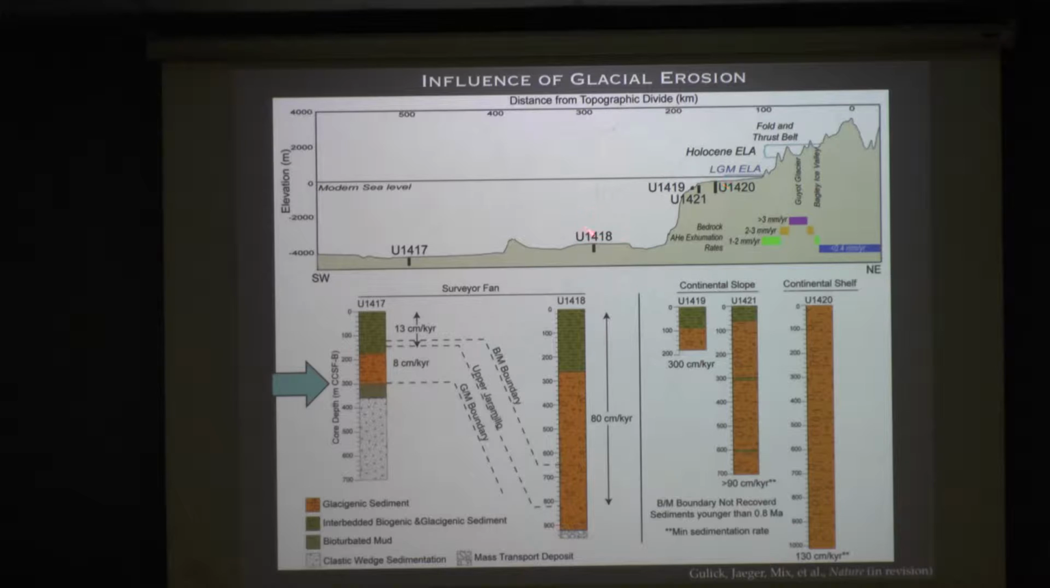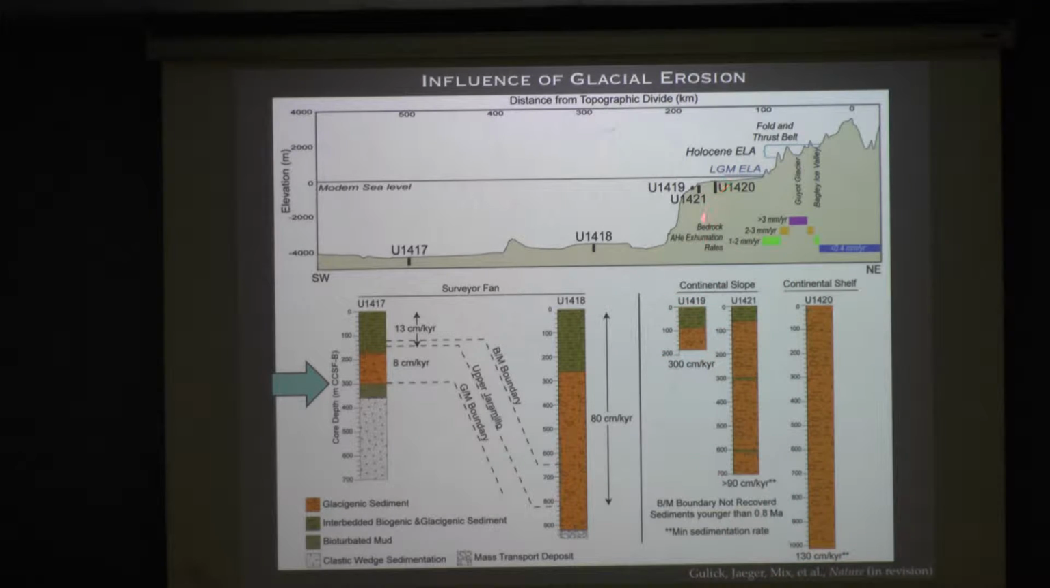Another important thing is that we drilled up onto the shelf. Recovery was really rough here, but we drilled on the continental shelf 1 kilometer down and still did not reach the Brunhes-Matuyama boundary. So it's all younger than 700,000 years. Now, these are sed rates on the order of over 1.5 meters per year, and if you do this on a kilometer scale, it's 130 centimeters per kiloyear. So these are pretty high sedimentation rates.